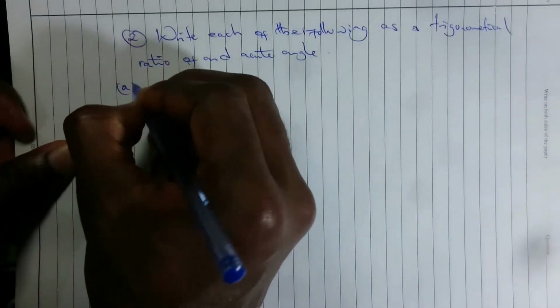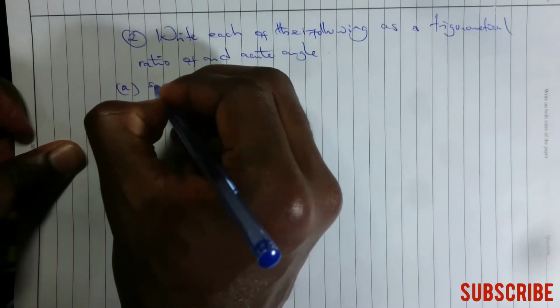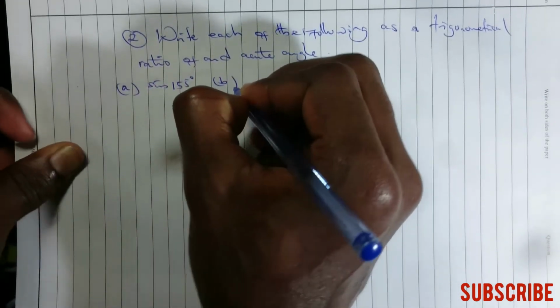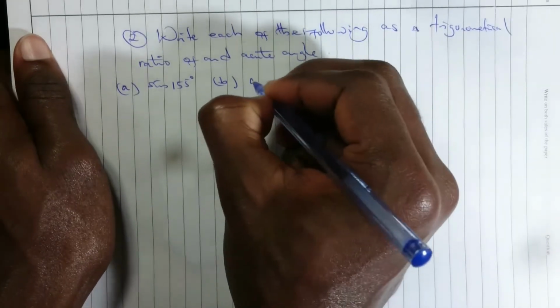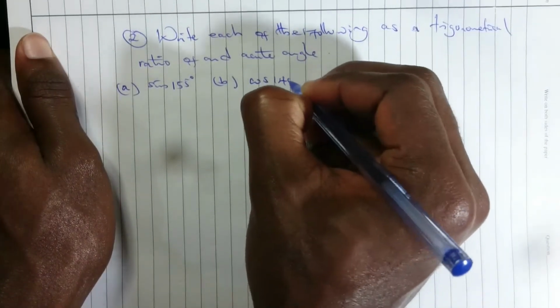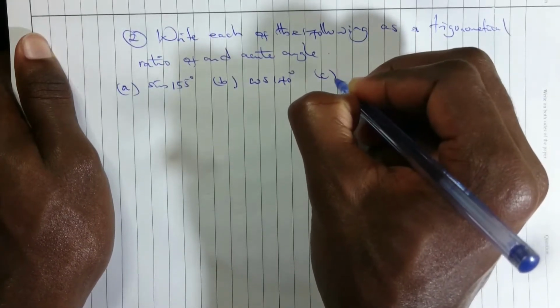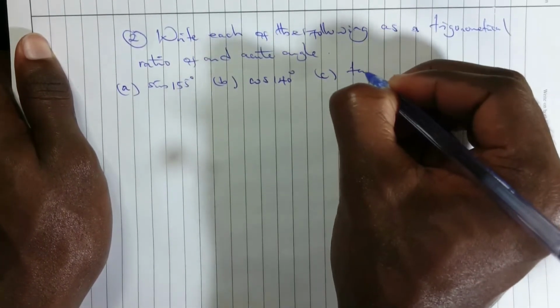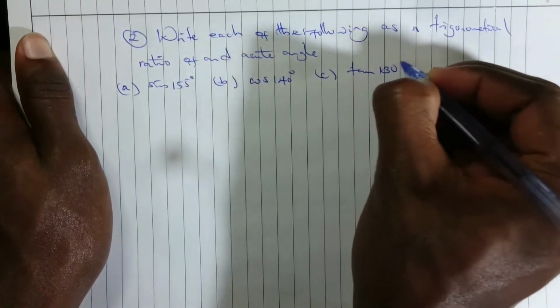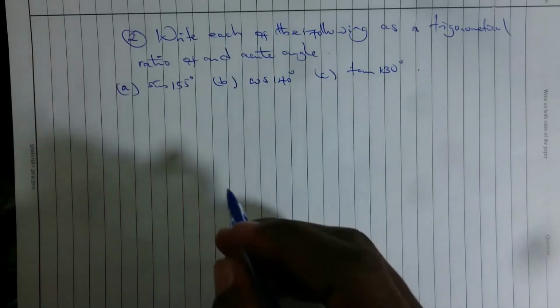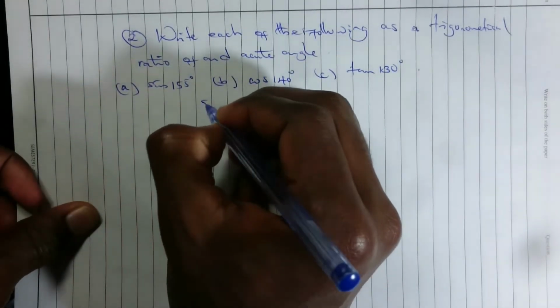Let me say our first one, A, can be sine of 155 degrees. B, let's say cos of 140 degrees. C, let's say tan of 130 degrees and 30 degrees. So now let's start with A straight away.